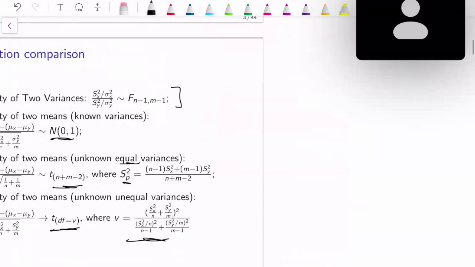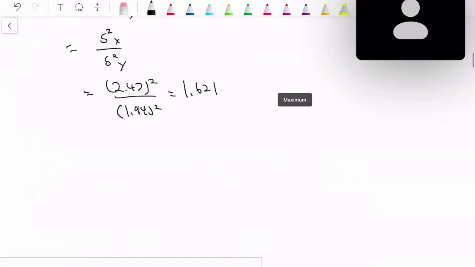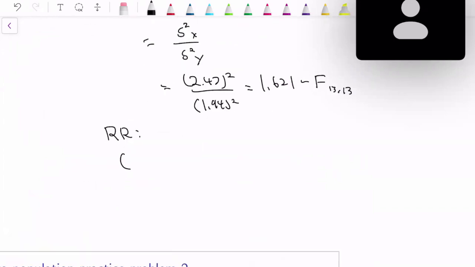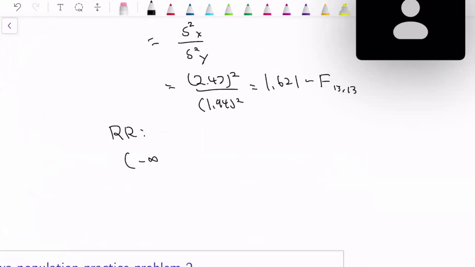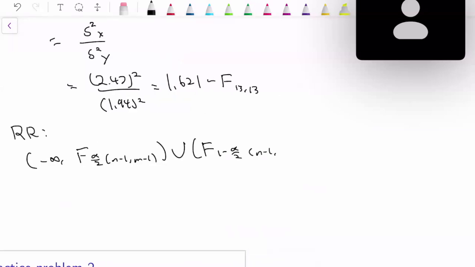And it follows an F distribution with these degrees of freedom. Again, we had 14 for both X and Y, so this will follow an F distribution with 13 degrees of freedom for both. Now that we have our test statistic, we need to get our rejection region. It is a two-sided test, so it's from negative infinity to F alpha over 2, n minus 1, n minus 1, and then F 1 minus alpha over 2, n minus 1, n minus 1, to infinity.